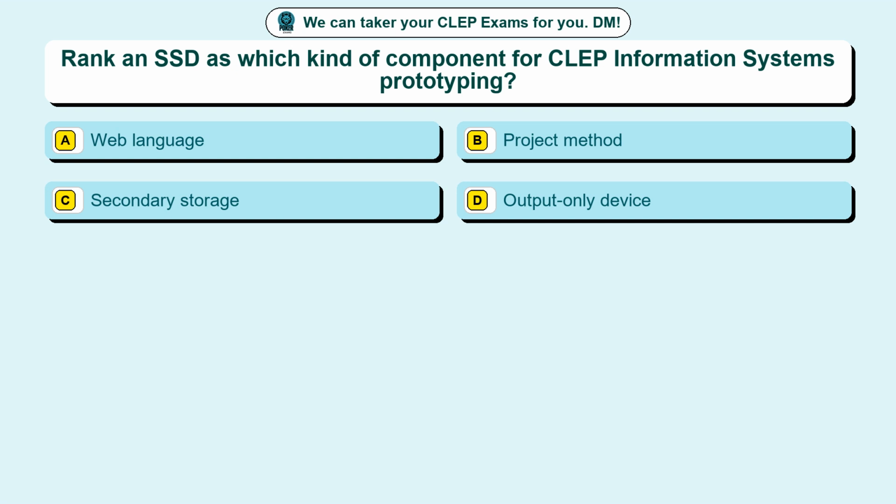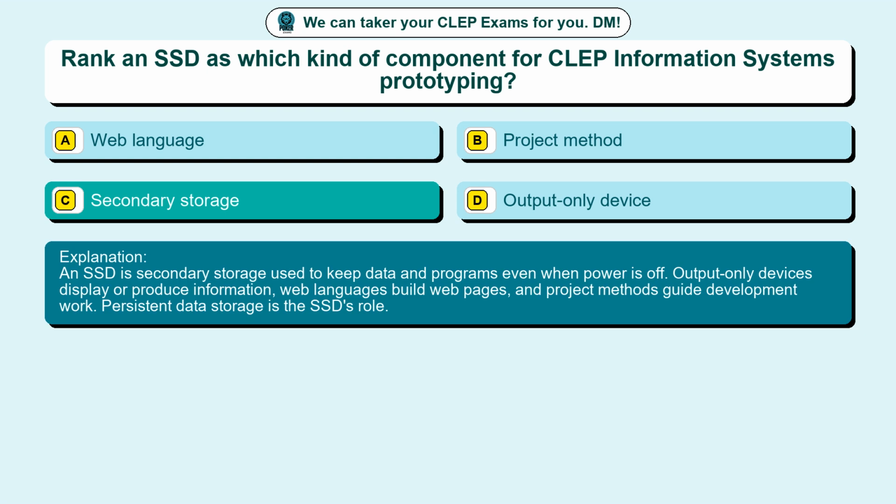Question 53. Rank an SSD as which kind of component for CLEP Information Systems prototyping? Option A, web language. Option B, project method. Option C, secondary storage. Option D, output-only device. The correct answer is option C, secondary storage. An SSD is secondary storage used to keep data and programs even when power is off. Output-only devices display or produce information, web languages build web pages, and project methods guide development work. Persistent data storage is the SSD's role.